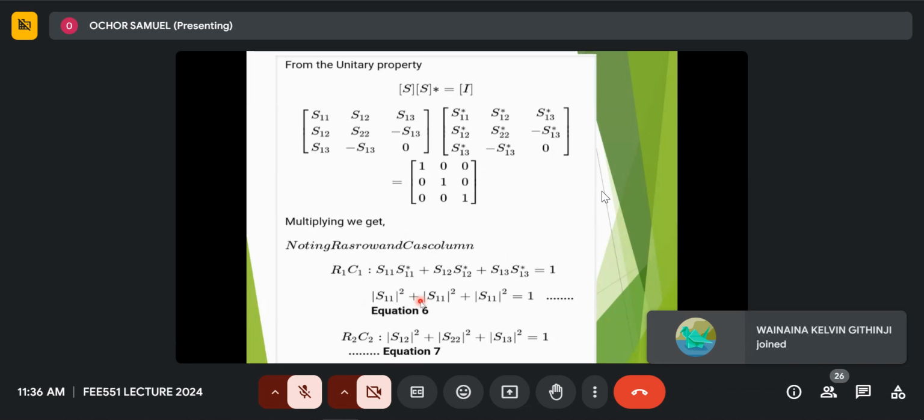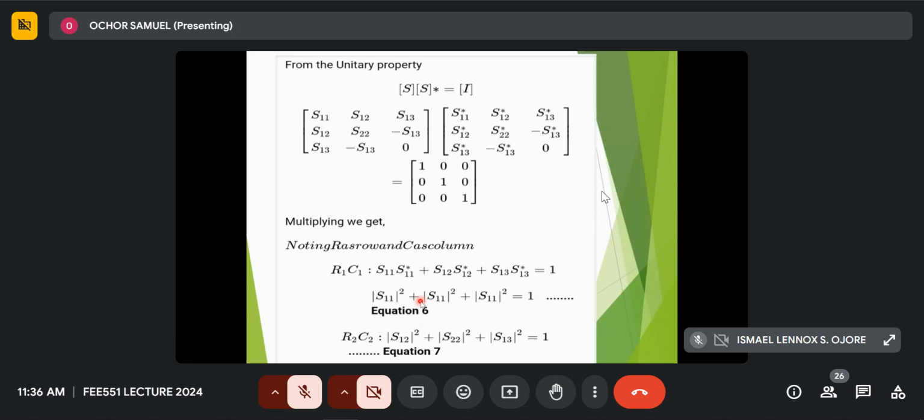Now we can use the unitary property, which says if you take the scattering matrix and multiply by its complex conjugate, you are going to get the identity matrix, and it is shown over there. So if you start multiplying the matrix, row 1, column 1 is going to give us S11 multiplied by its complex conjugate, S11 star, plus S12 by its complex conjugate, then S13 by its complex conjugate, and we are going to get 1 from the identity matrix.